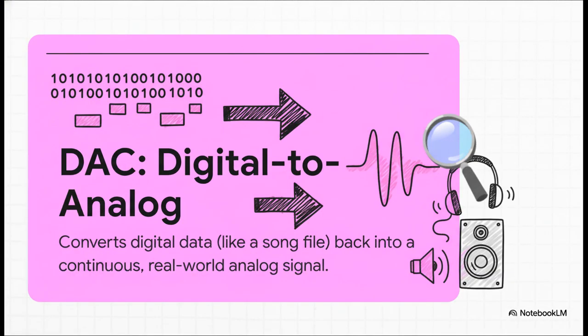And yeah, you guessed it, the DAC does the exact opposite. It takes that digital file, the ones and zeros of your favorite song, and it translates it back into a smooth analog electrical signal. That's the signal that then makes your speakers or headphones vibrate to create the real sound waves you can actually hear. It's turning that code right back into reality.